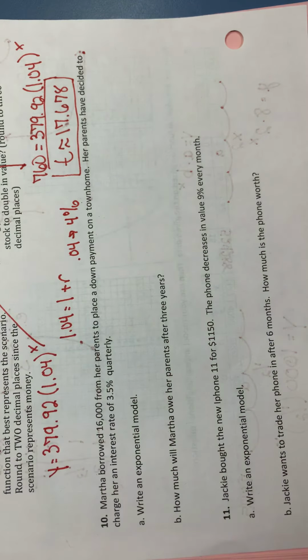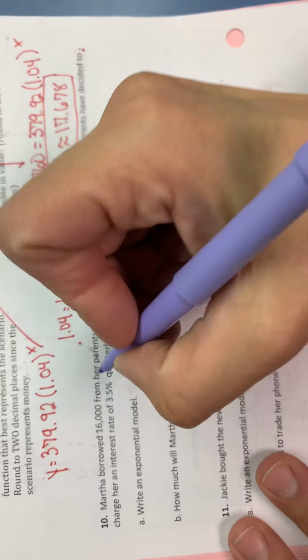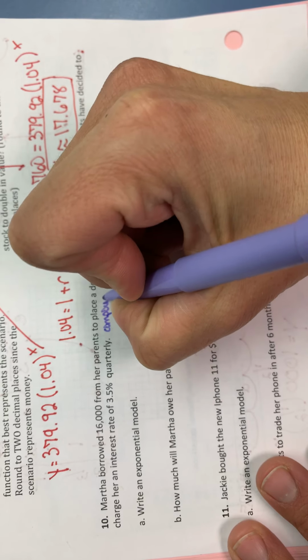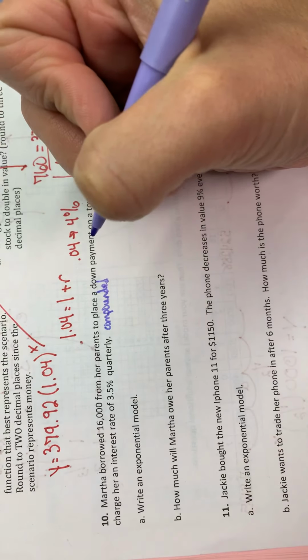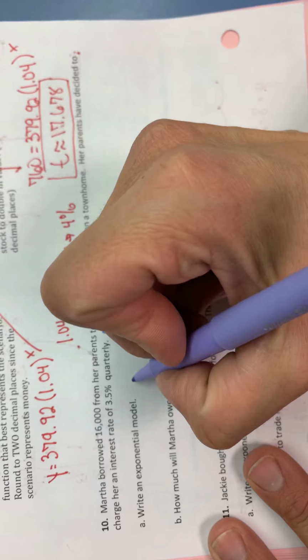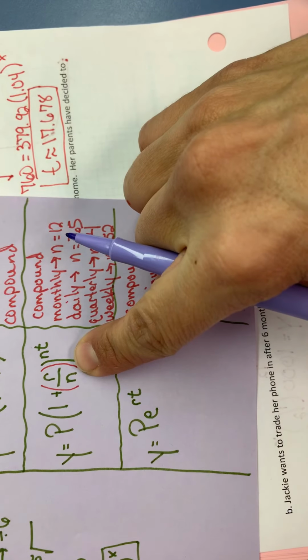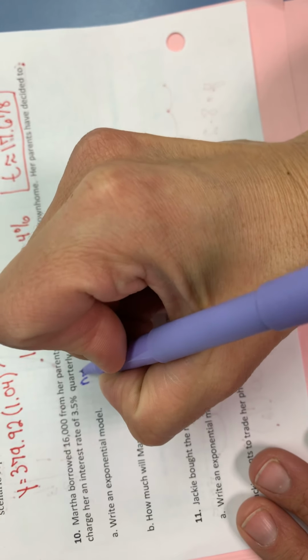So what I should have said on number 10 is Martha borrowed $16,000 from her parents to place a down payment on a townhome, and her parents have decided to charge her an interest rate of 3.5%, and I should have said compounded quarterly, so that is my fault. So on 10A, I'm just going to write the model. So compounded quarterly says I should use this really big one. And quarterly means that my N is 4.